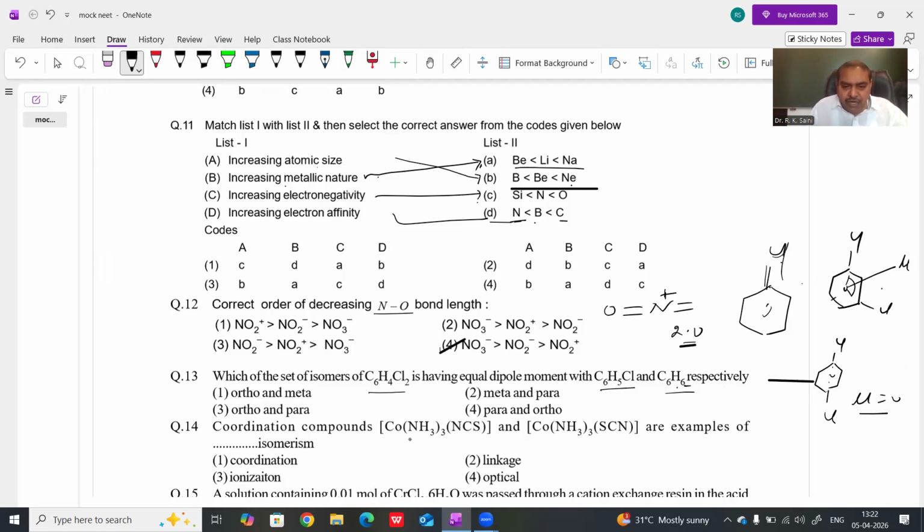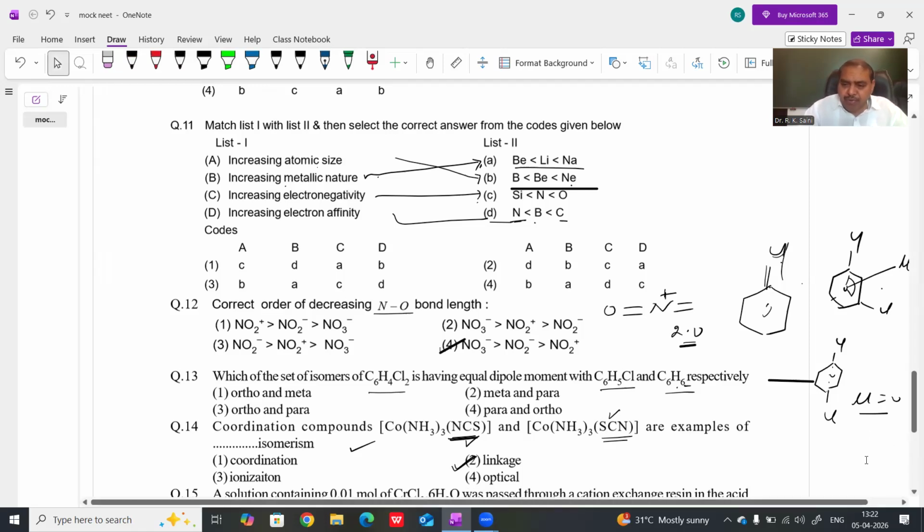Next question: coordination compounds are an example of which isomerism? This question is taken from isomerism in coordination complexes, and these complexes contain an ambidentate ligand. The ambidentate ligand shows linkage isomerism, and hence in question 14 the answer is linkage isomerism. Question number 15 is taken from Werner theory of coordination compounds.